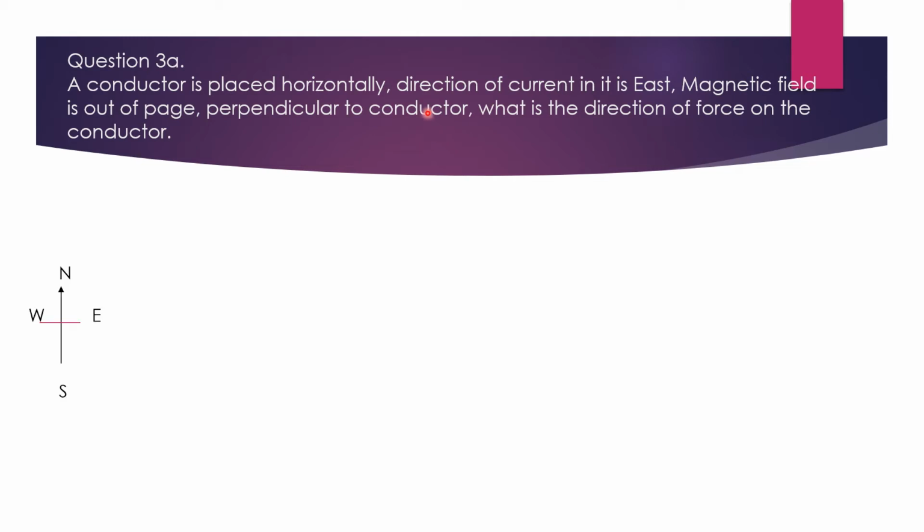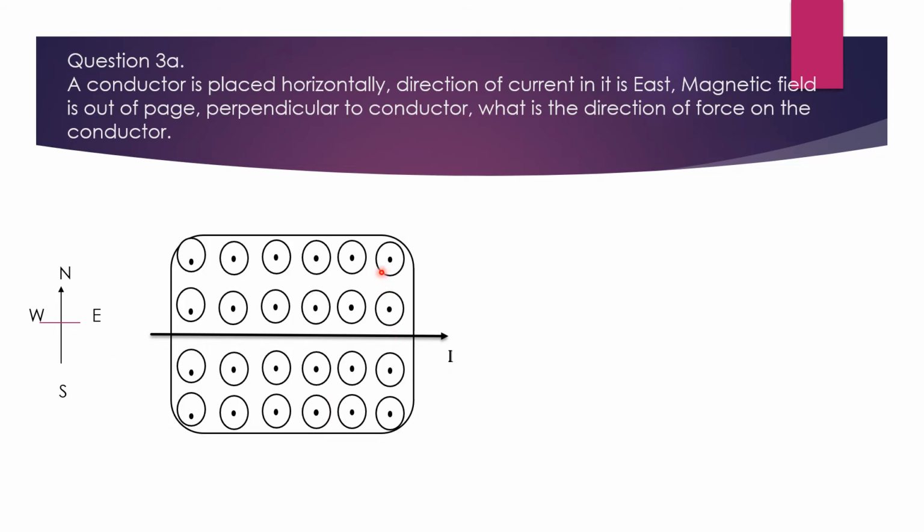Now, once it comes to the direction of north, south, east and west, remember north is always upward, south is down, east points to the right and west to the left. So there is a conductor which is lying horizontally, direction of current is to the east. There is a magnetic field which is perpendicular to the conductor and it is out of page. This circle with a dot in it shows the magnetic field out of page.